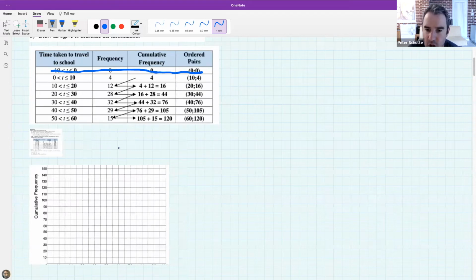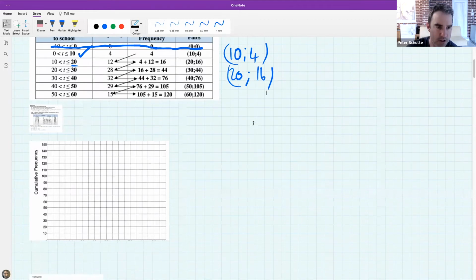Emikle has asked, how do we get the ordered pairs? We go to the end of the interval. The end of this interval is 10. Then we go to the cumulative frequency column and we get 4, so that's 10, 4. For the second row, what's the end of that interval? It's 20. What's the total for cumulative frequency? It's going to be 16.